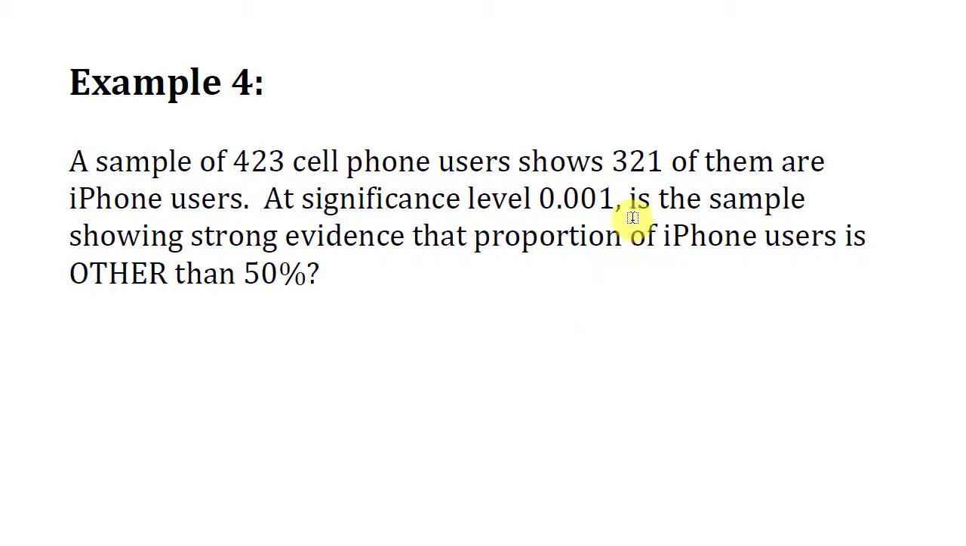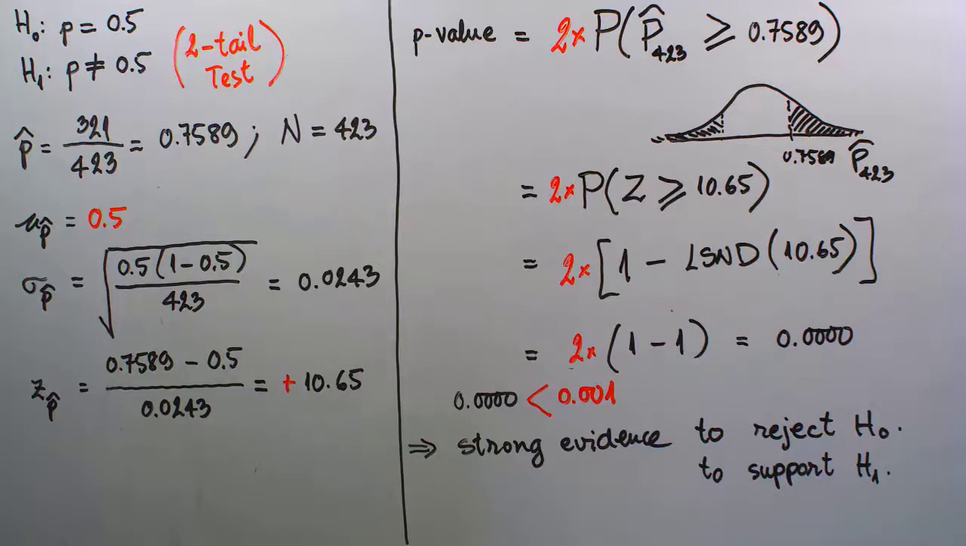And so, at the end, for the entire question itself, is the sample showing strong evidence that the proportion of iPhone users is other than 50%? Ultimately speaking, the question itself is a yes or no question, and a yes or no question looks for being strong evidence or not. So since we just concluded that we have strong evidence, the ultimate final answer to our question is yes, our sample is showing strong evidence.